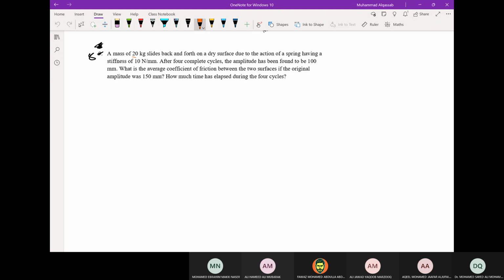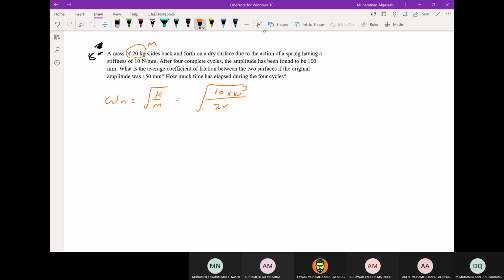We have the mass is equal to 20 kilogram. We have k equal to 10 Newton per millimeter. So we can find omega n equal to square root of k over m. We have to convert the units. This will be 10 times 10 to the power 3 divided by 20.